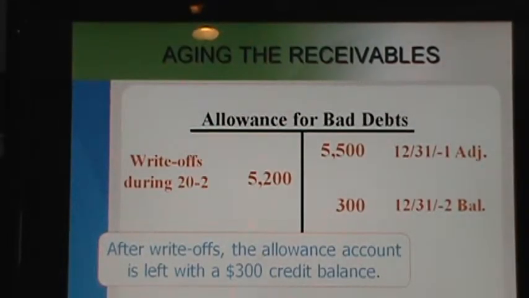So here's the T account for what that would look like after write-offs. The allowance account is left with a $300 credit balance. So we had $5,500 that we gave ourselves for an allowance for bad debts. We actually had to write off $5,200 of them, so we did pretty good because we were left with $300 more than we assumed would not be collected. So we actually ended up good there.